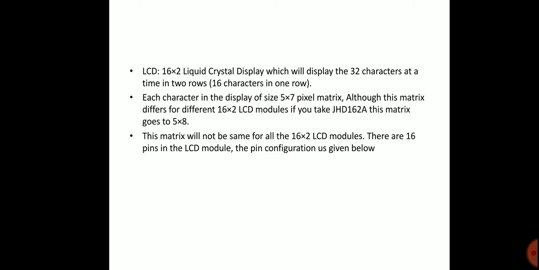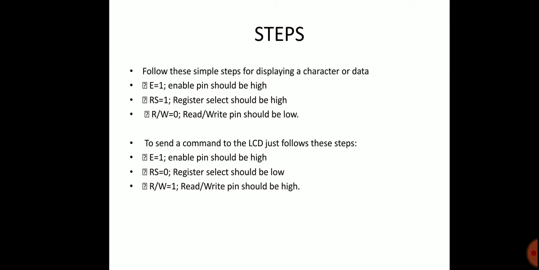This matrix will not be the same for all 16x2 LCD modules. There are 16 pins in the LCD module. The pin configuration is as given. Follow these simple steps for displaying a character or data: E equals 1, that is, the enable pin should be high; RS, the register select, should be high; and read/write equals 0, that is, low. To send a command to the LCD, follow these steps: enable pin high, register select 0, that is low, and the read/write pin low. So these are the steps to program the LCD interfacing.